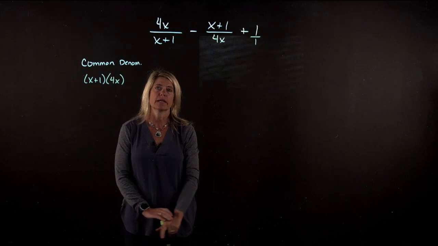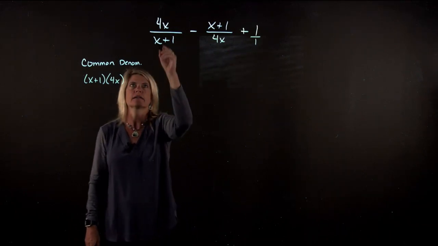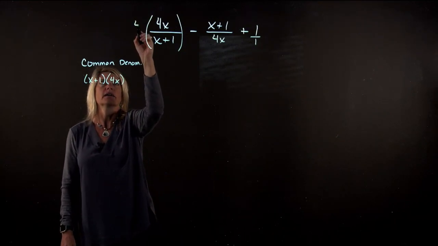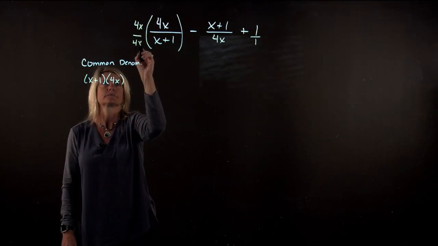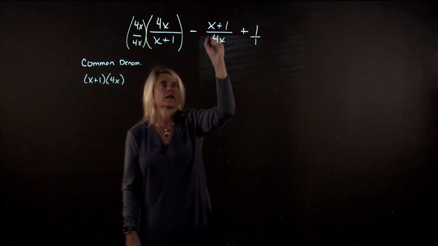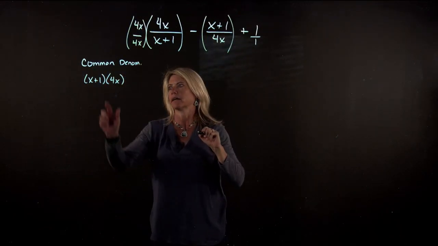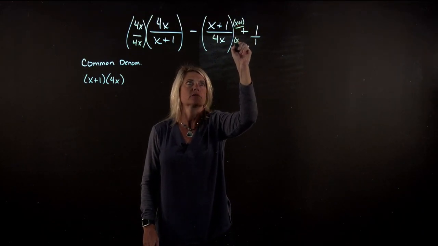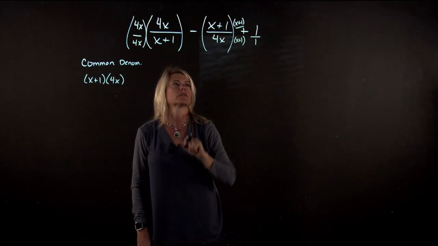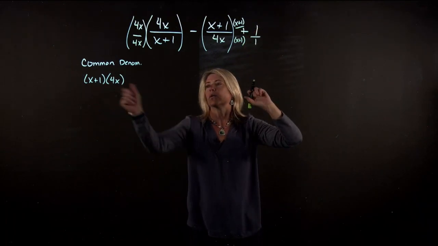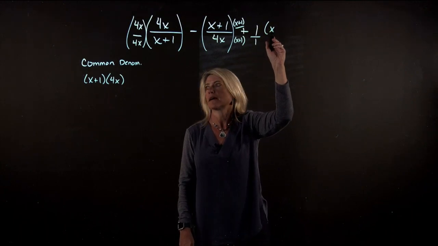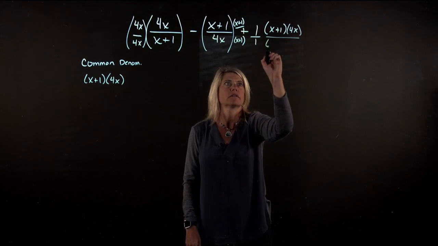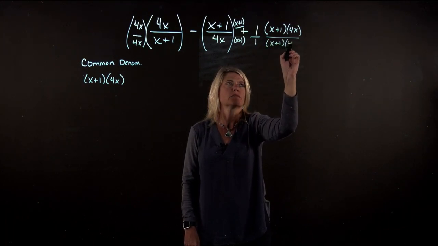So now multiplying each of these expressions to get the common denominator means I need to multiply this rational expression by 4x over 4x. I need to multiply this rational expression here by x plus 1 divided by x plus 1. And then I need to multiply this one here by the whole common denominator. So this one is going to be x plus 1 times 4x over x plus 1 times 4x.